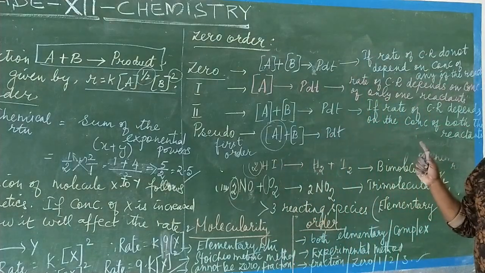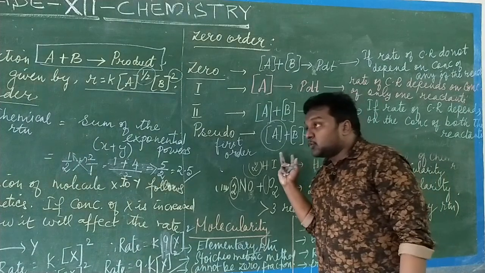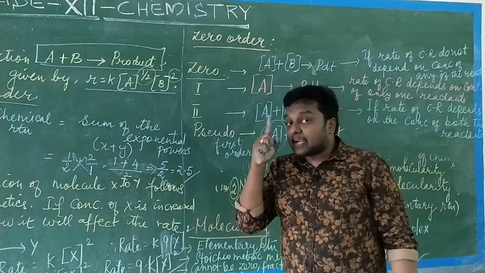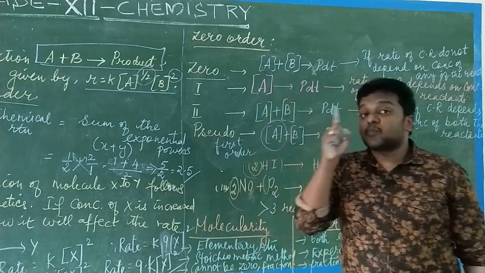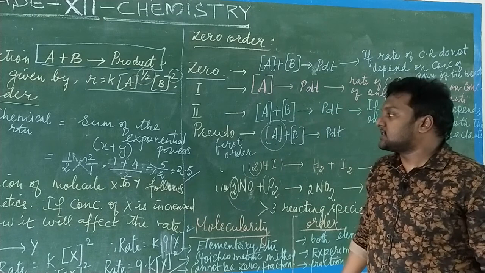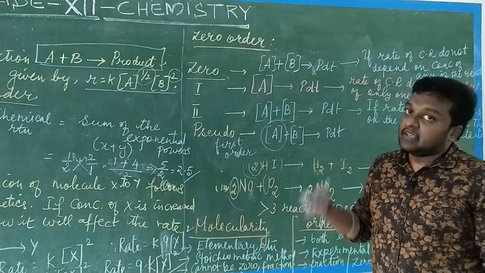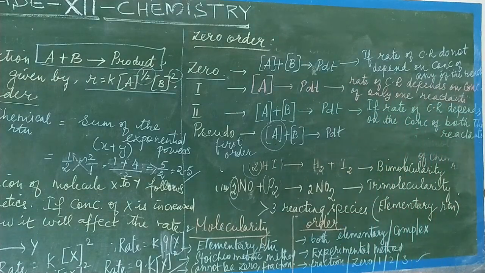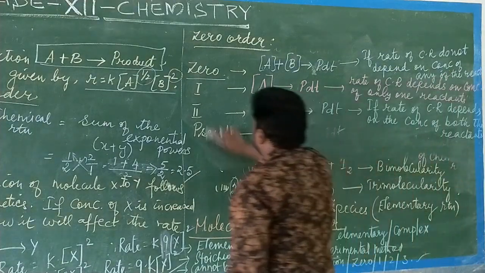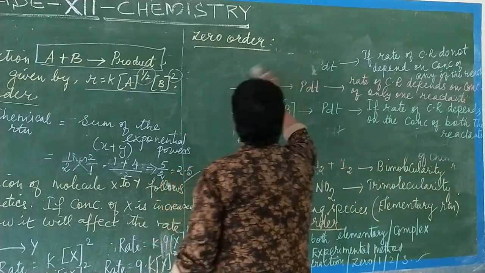Pseudo first order reaction அப்படின்னா, if there are two reactants each with its own concentration, whereas the rate of the chemical reaction depends only on the concentration of one of the reactants, then we are calling it pseudo first order kinetics. Okay, now one by one we will see. First we will start with zero order kinetics.